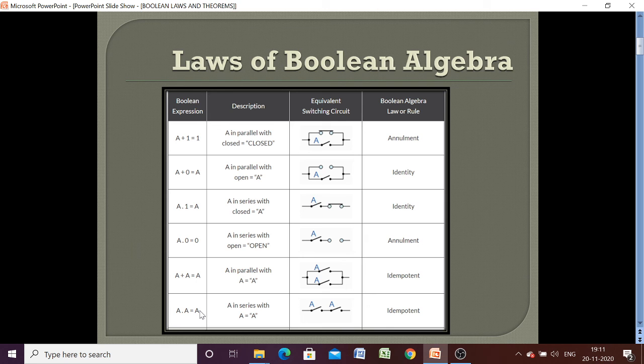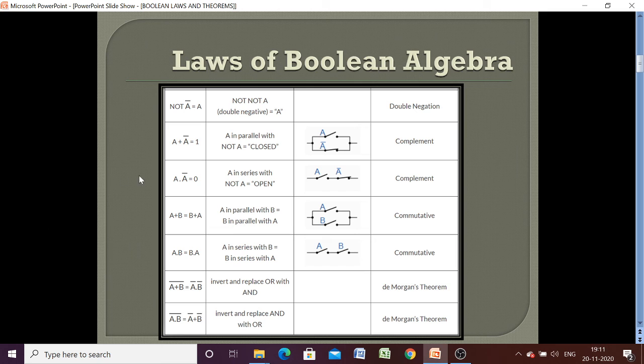These rules will be used for solving expressions. Here are some more: the double negation of any logical variable is the variable itself. If the complement of a variable is ORed with the variable itself, the result will be 1. Similarly, if the complement of a logical variable is ANDed with the variable, the result will be 0. These are known as the complementary laws. We also have the commutative law, which we will discuss in detail in the upcoming slides. So let us start discussing.